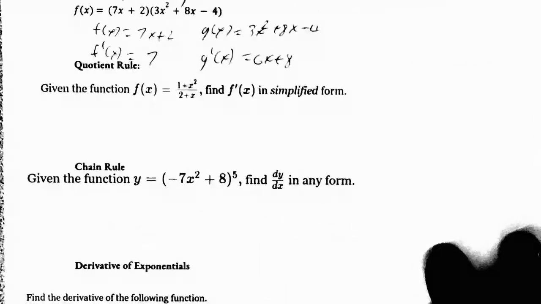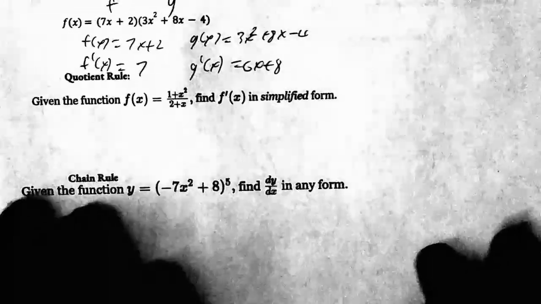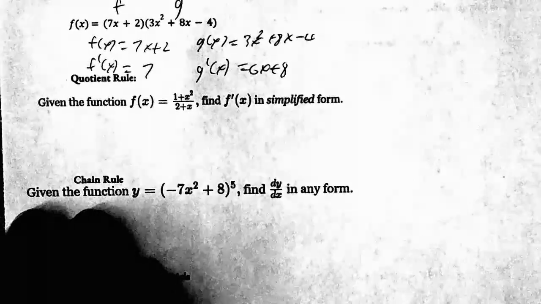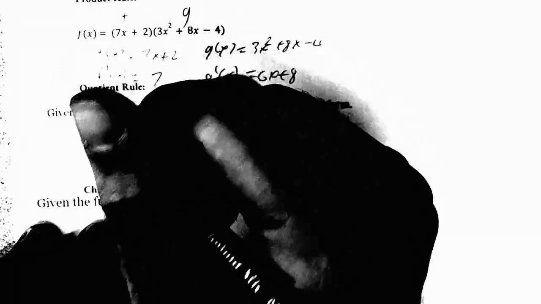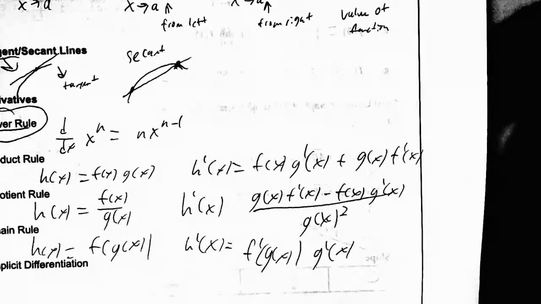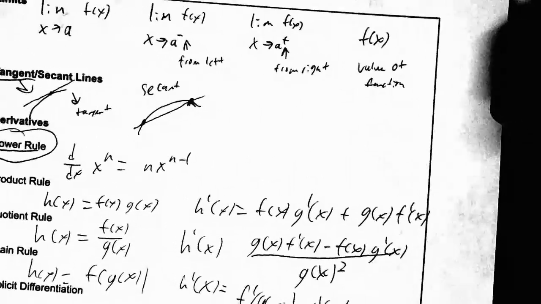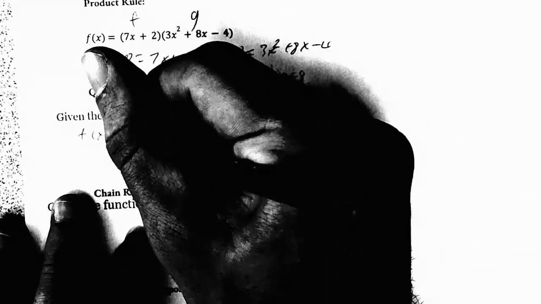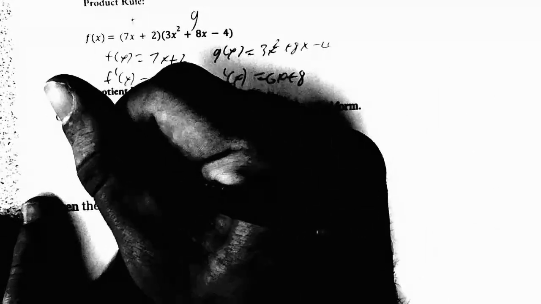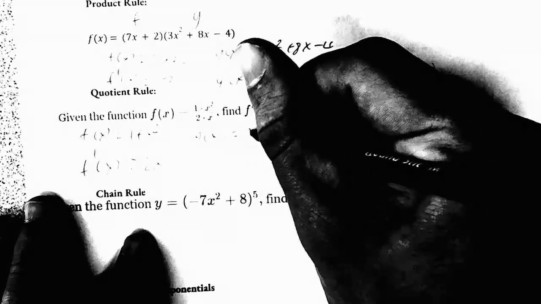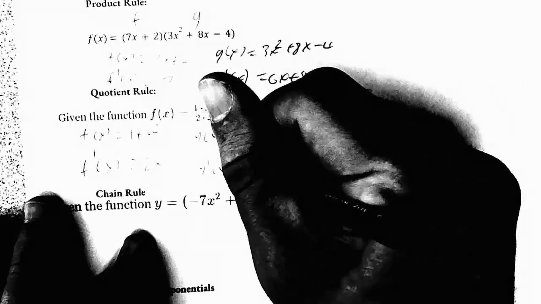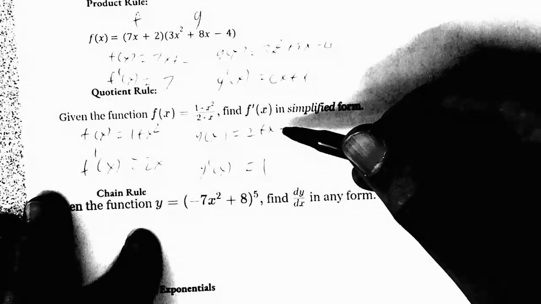That's fine. Given the function, again, it's similar, but it's quotient instead of product. So different formula. Remember, you wrote it down in your notes. It's g of x, f prime of x, minus f of x, g prime of x, over g of x squared. So again, I'm going to label them. The numerator is f of x. That's 1 plus x squared. The derivative of that is just 2x. The denominator is g of x. That's 2 plus x. And the derivative of that is just going to be 1, because the derivative of 2 is 0 and the derivative of x is 1.